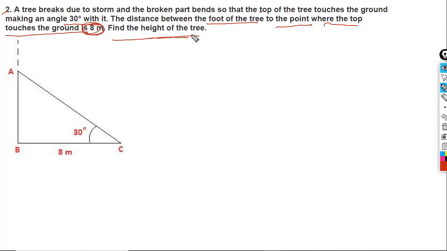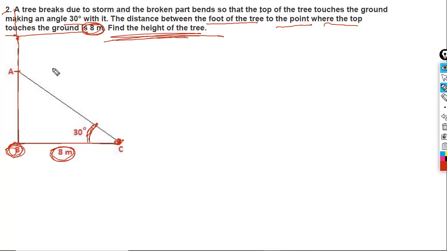Okay. Now, what is the question saying? There was a tree. The foot of the tree was B, and the tree broke from a point A. The top of this tree touches the ground at point C, making an angle of 30 degrees with the ground. So this angle is 30 degrees, and the distance between the top of the tree and the foot of the tree is 8 meters. Okay, so now what we have to find is the height of the tree.